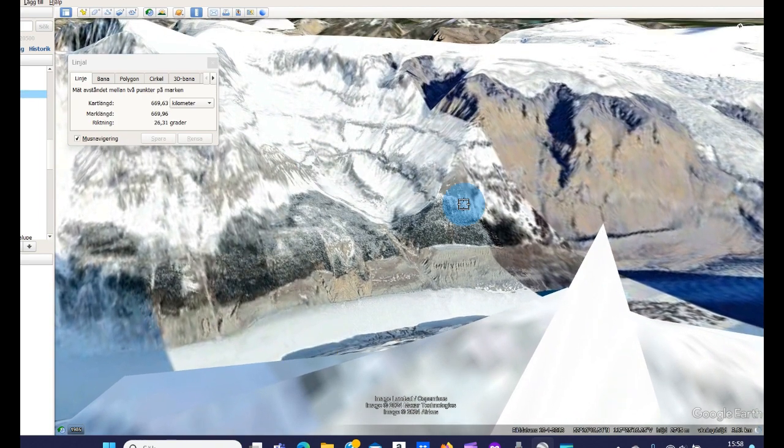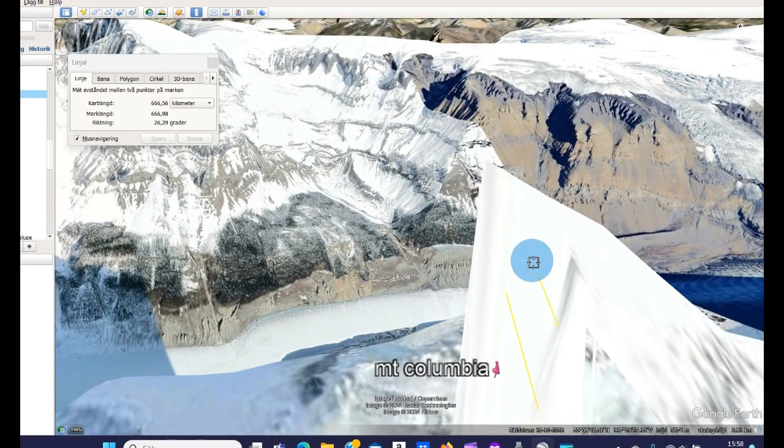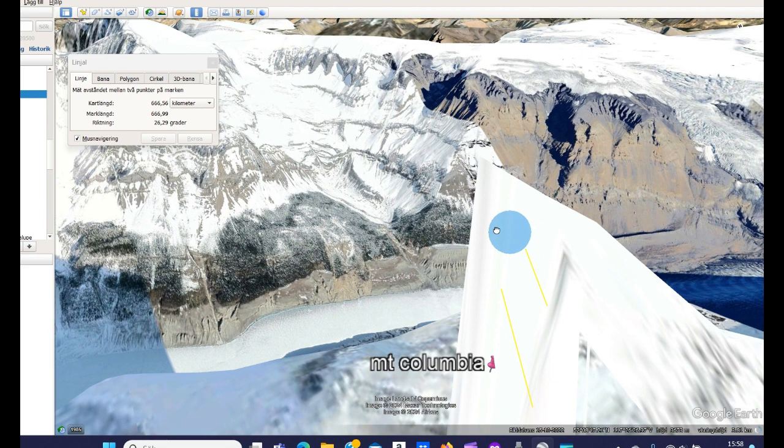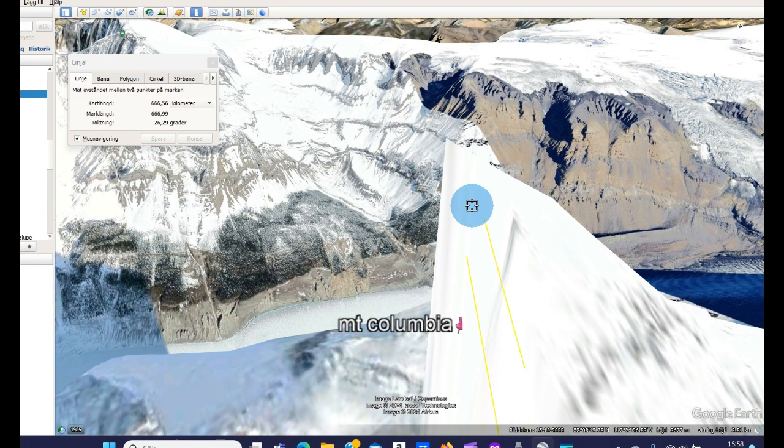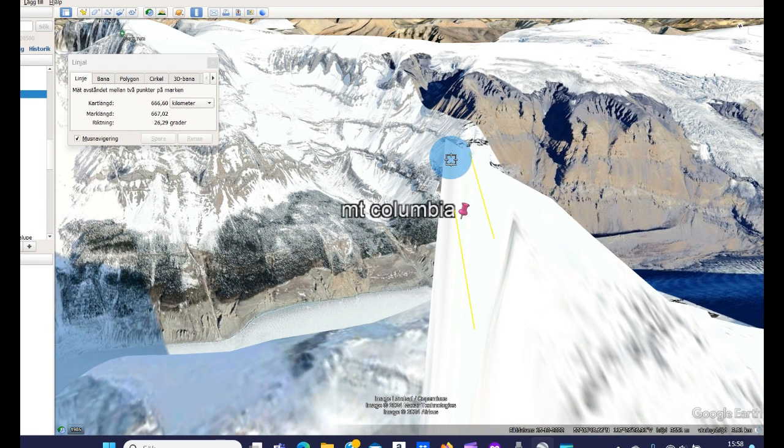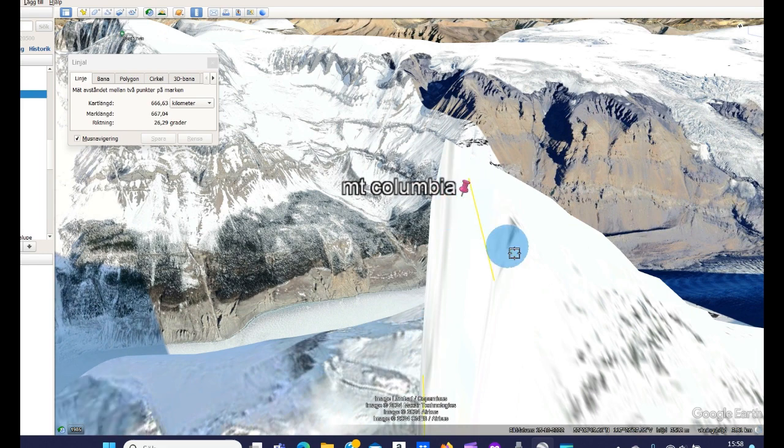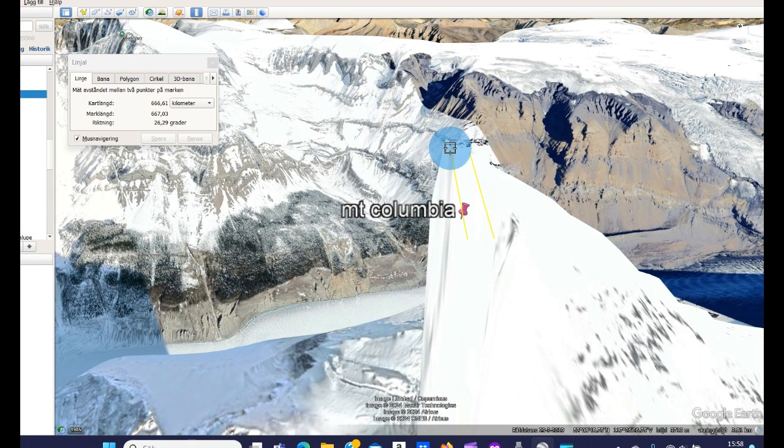And the peak of Mount Columbia looks a little bit odd in Google Earth actually. I think there may be a bit of a glitch here, I'm not sure. But this is the very peak here, and there is a very steep cliff. But nevertheless, the peak is as it should be according to Wikipedia, and the height is also as it should be. So this is the peak. And here we have 667 kilometers on Mount Columbia.